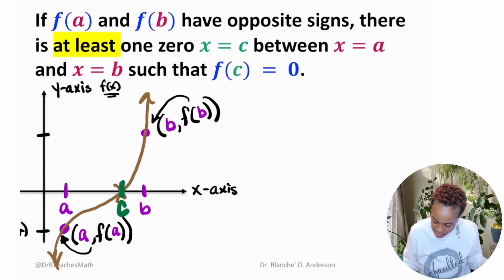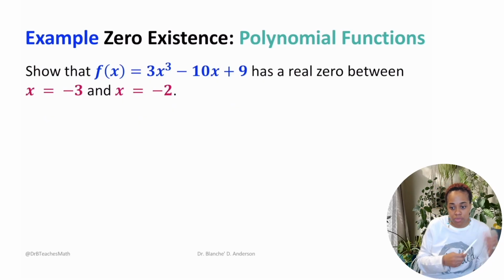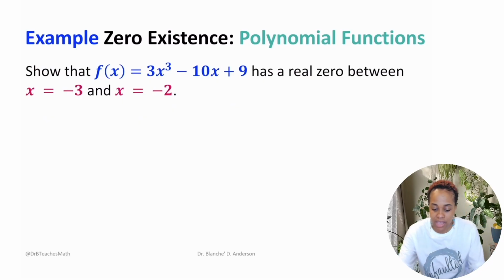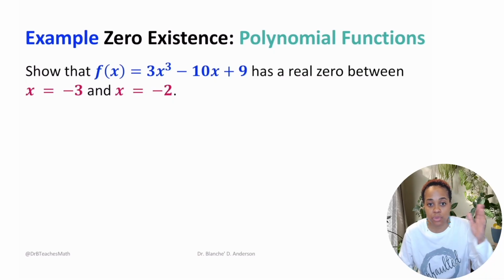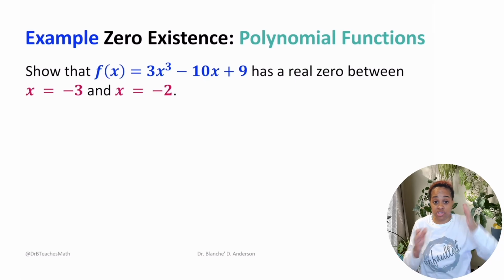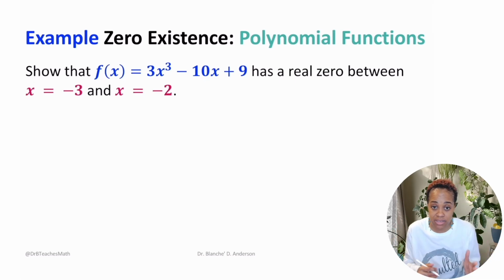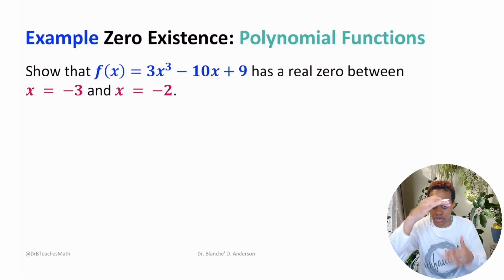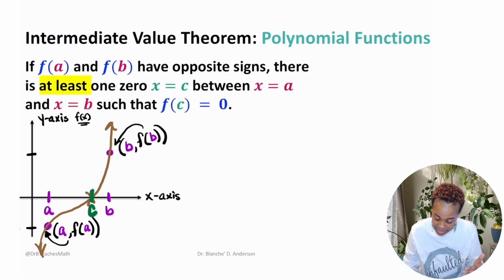So let's look at an example. This says, show that f of x equals 3x cubed minus 10x plus 9 has a real zero between x equals -3 and x equals 2. If it has a real zero between x equals -3 and x equals 2, that means the sign of the y's is going to change. If the sign of the y changes, that means we have crossed the x-axis somewhere.